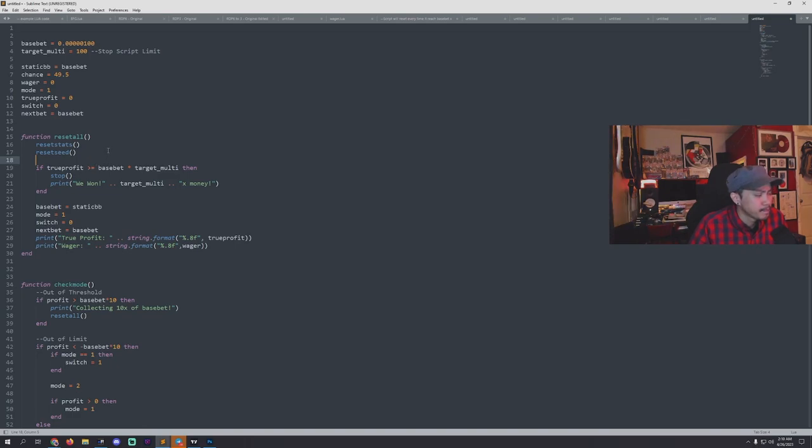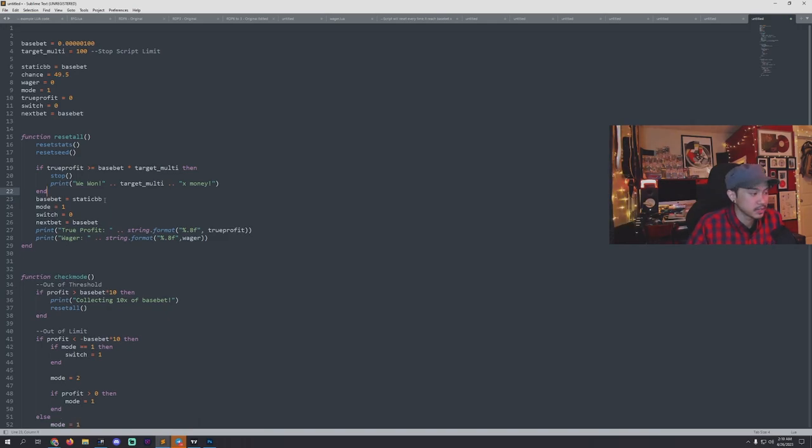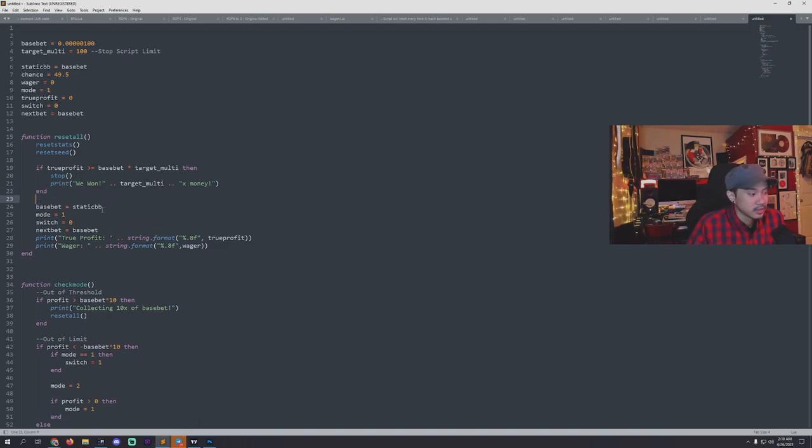Okay. So that's what we got. Let me make sure I got everything in my notes here. Yeah, static base bet is static. Switch equals 0. Mode is back to 1. Next bet is the base bet. That's cool.